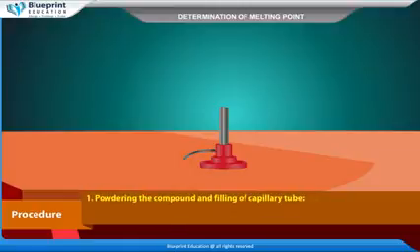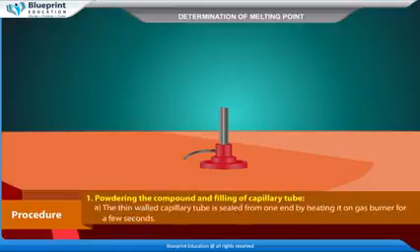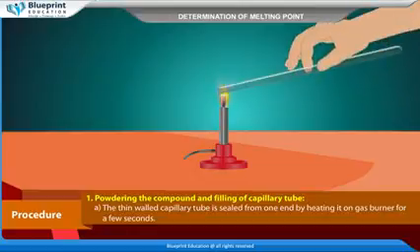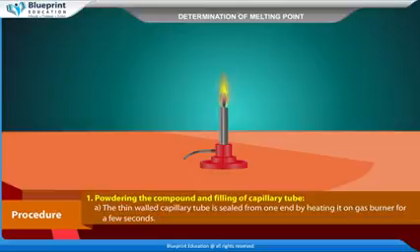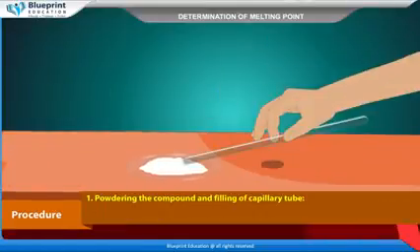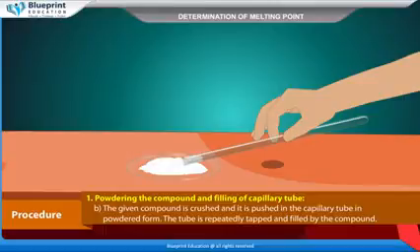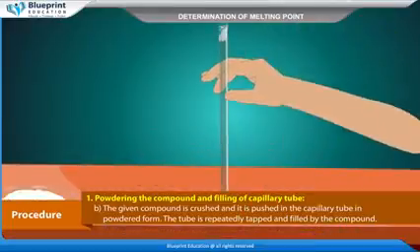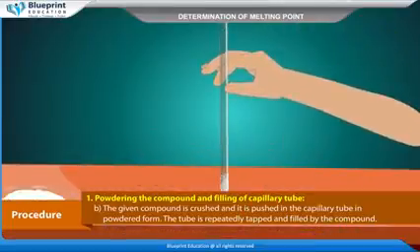Procedure: powdering the compound and filling of the capillary tube. A. The thin-walled capillary tube is sealed from one end by heating it on a gas burner for a few seconds. B. The given compound is crushed and it is pushed in the capillary tube in powdered form. The tube is repeatedly tapped and filled with the compound.